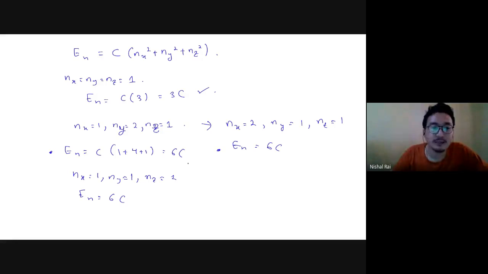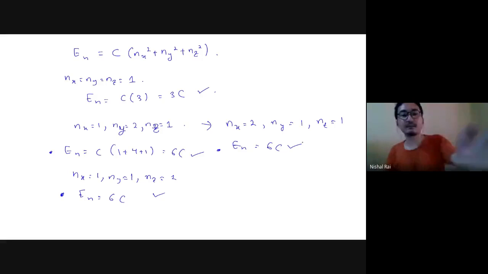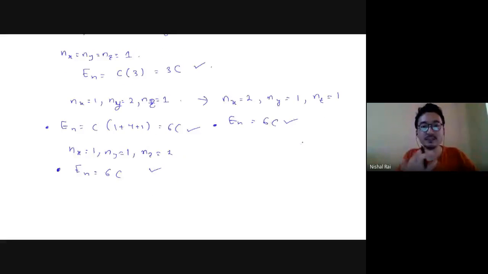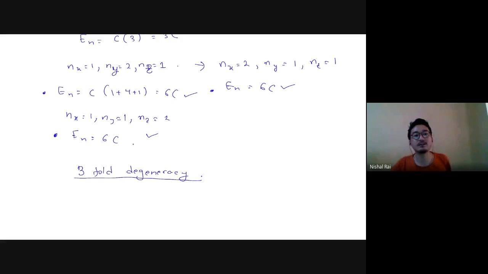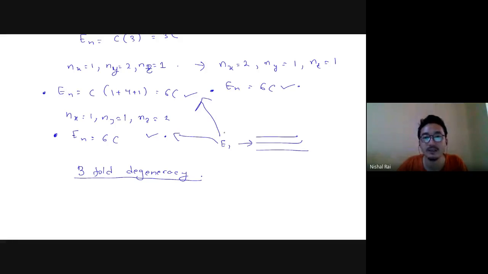Now, for a given state, there are three different such values which will give you the same energy. So that's why it's called degenerate. For this case, it's called threefold degeneracy, because there are three such configurations which give you the same energy. For a given state, there are three configurations because the energy states are given by this. Let's consider this as the first excited state. How many are we getting? Three such configurations to give you the same energy. So that's why it's called a threefold degeneracy.